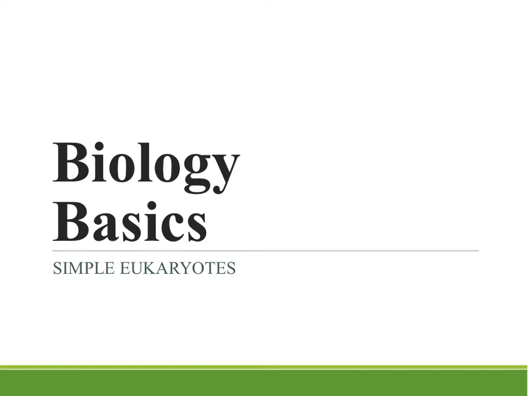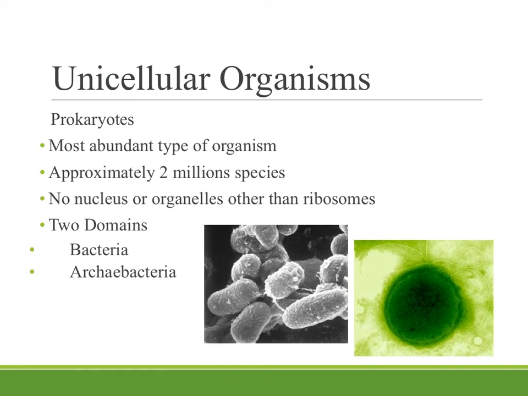In this video, I want to provide an introduction to simple eukaryotes, or unicellular organisms that have a nucleus. Now remember that prokaryotes are another type of unicellular organism, and they're actually the most abundant type. There's approximately 2 million different species of prokaryotes. Prokaryotic organisms do not have a nucleus, but they do have DNA. It's just loose in the cytoplasm. And they don't have any organelles other than ribosomes.